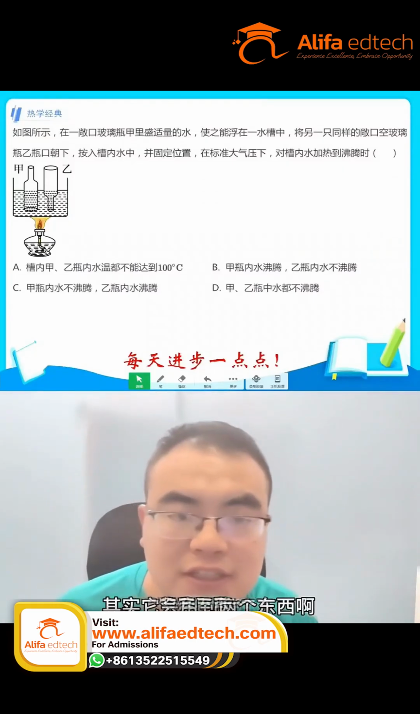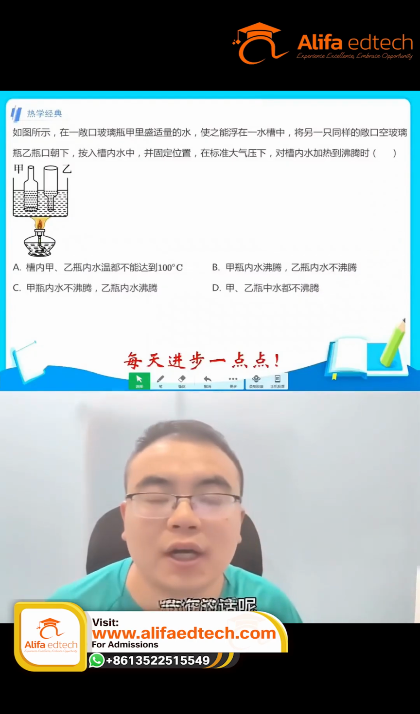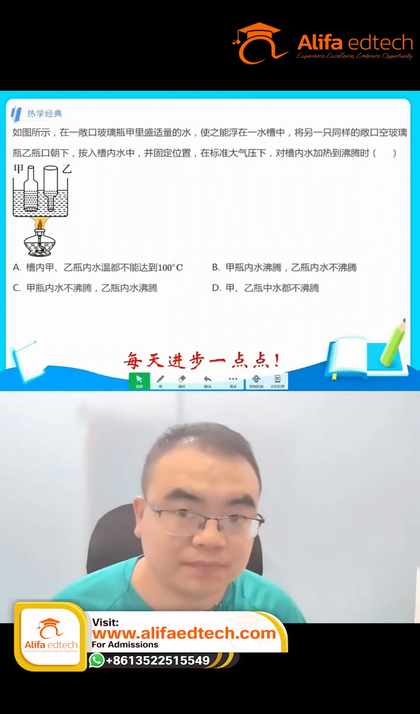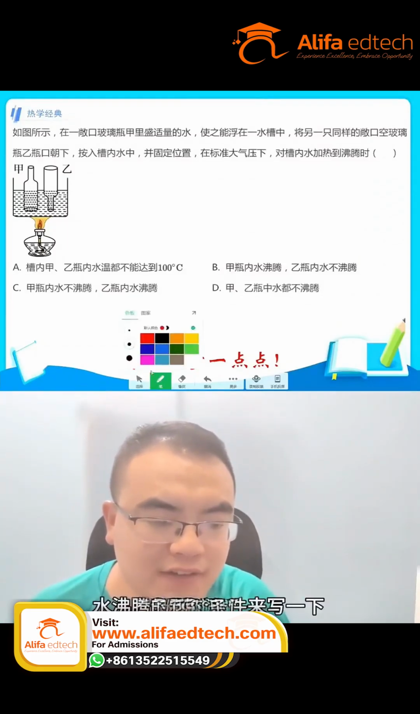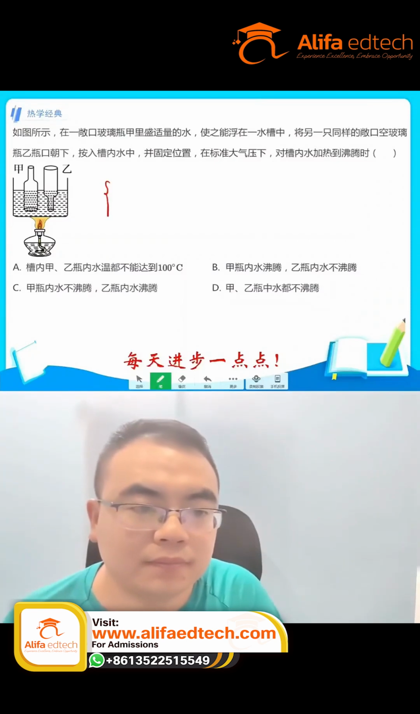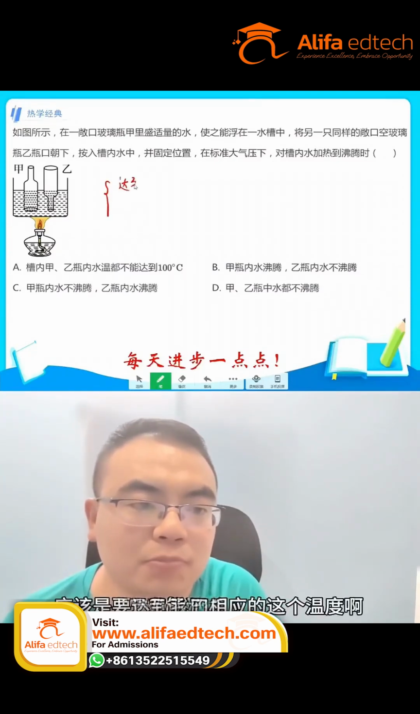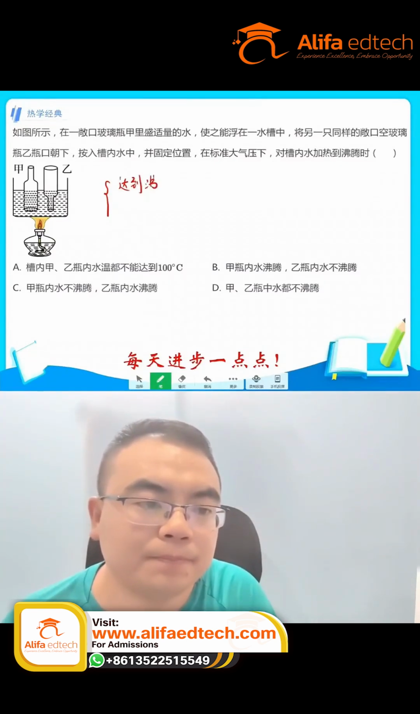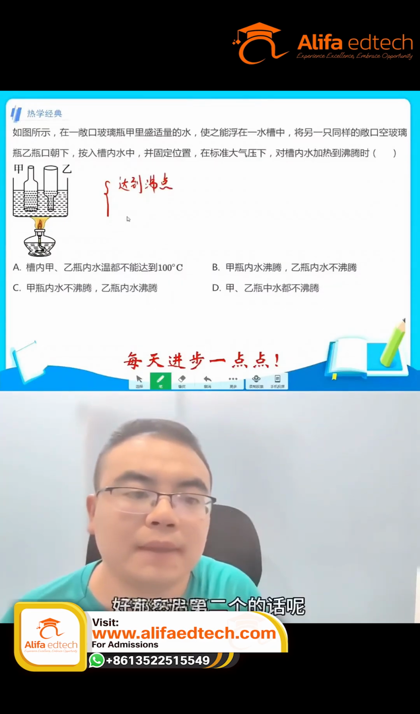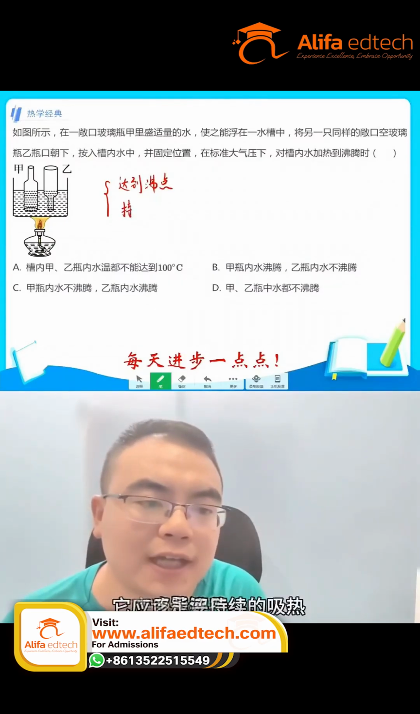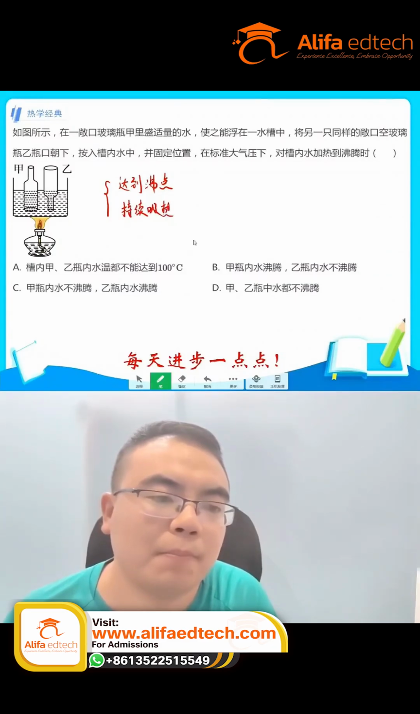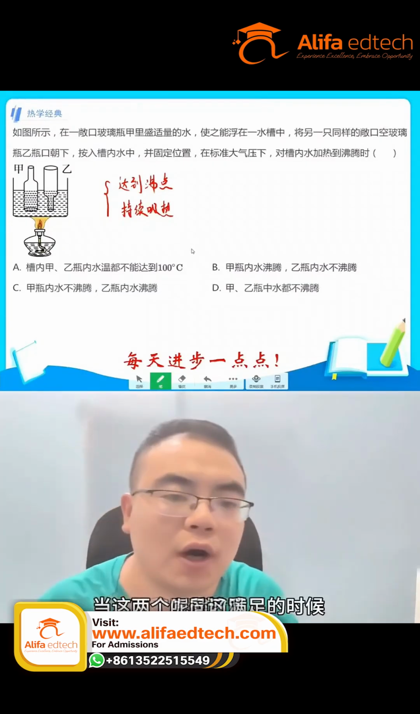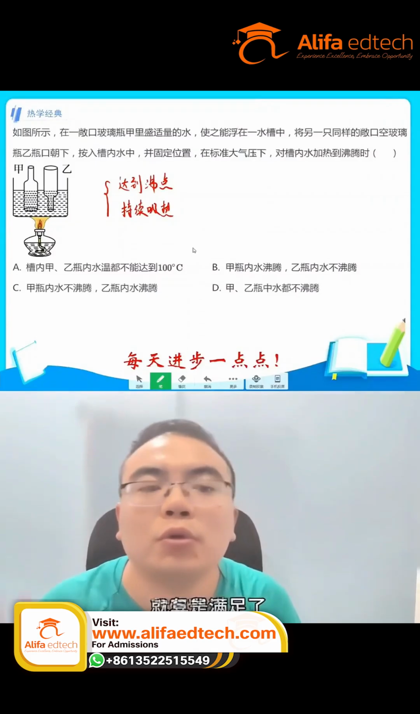For example, in this question, two things are important. One is the condition for water to boil. There should be two. So everyone please write down the conditions for water to boil. The first is that it must reach the corresponding temperature, reach the boiling point. Then the second is that it must continuously absorb heat. When both of these conditions are met, the requirements for boiling are fulfilled and our liquid will start to boil.